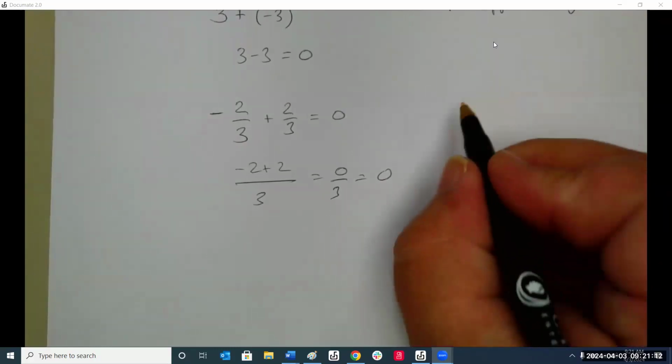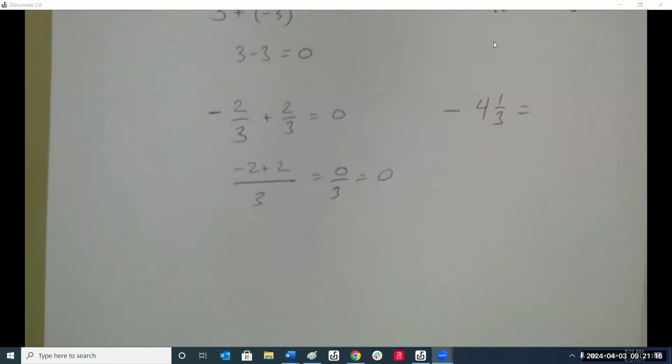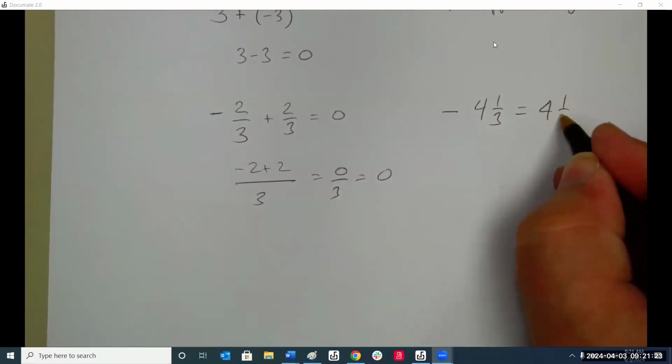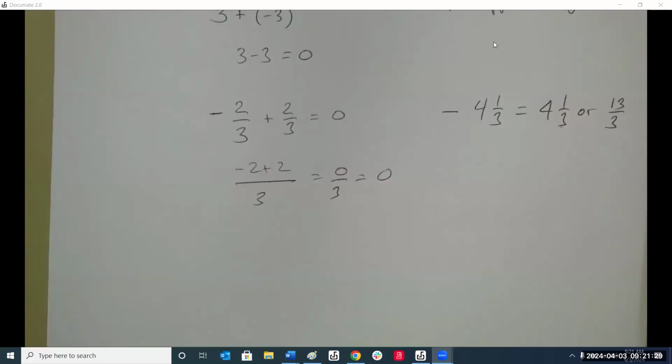All right, so the additive inverse of negative four and one third is what? Positive four and one third, or positive 13 over three. They're both the same thing.